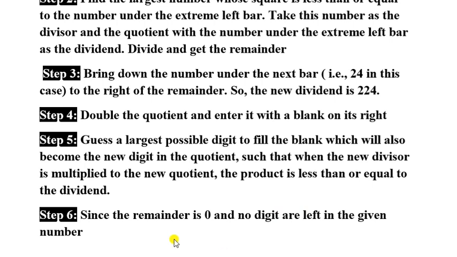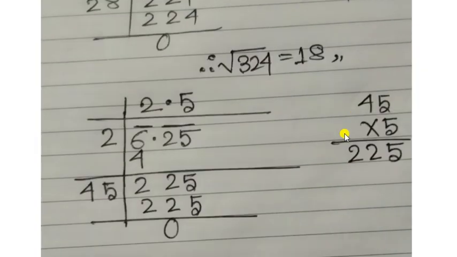And since the remainder is 0, no digits are left in the given number. So we'll get the square root of the given number. See, one more time you can check here.